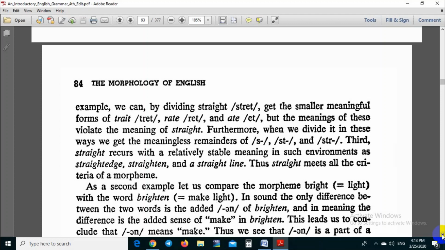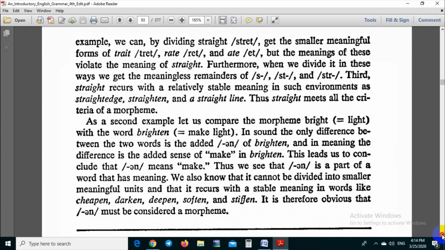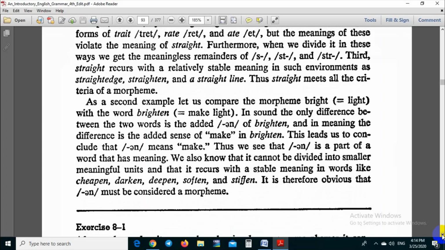Third, number three. Straight recurs with a relatively stable meaning in such environments as straightage, straighten, and straight line. Thus, straight meets all the criteria of a morpheme. So, if we apply this word in different verbal environments, we can see that it carries the same or a related meaning with the original morpheme, which is straight. I hope it's clear, and I think we explained this before in your classes before our holiday.